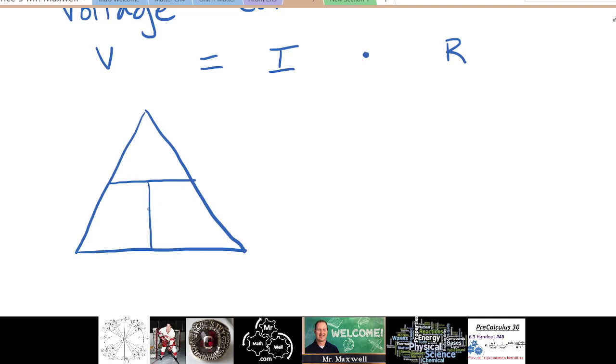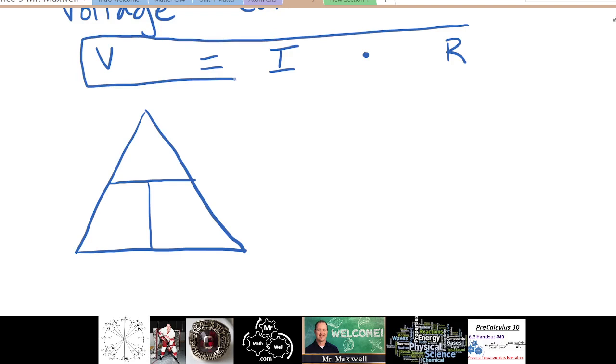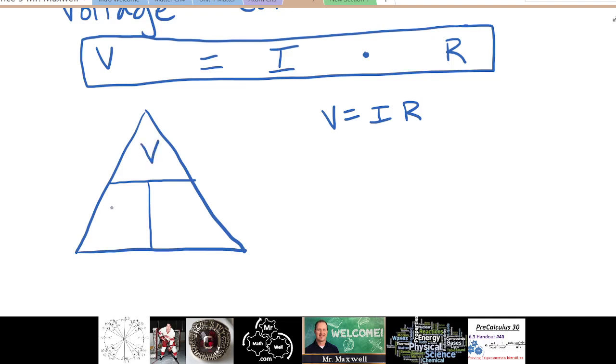If you have an equation with three quantities, and they're related like this, you can draw this little triangle, and this will help you to identify how you can manipulate the equation. So we have V equals IR. I'm going to put V up at the top, I on the left in the bottom and R on the right in the bottom. Now, V equals IR.